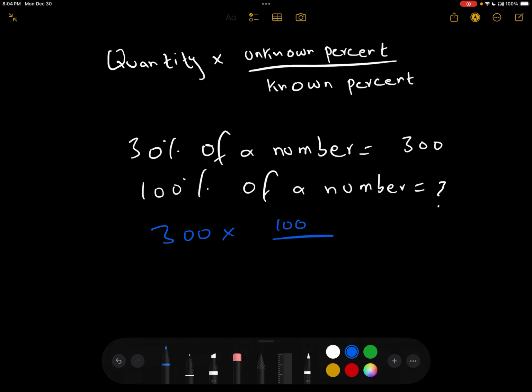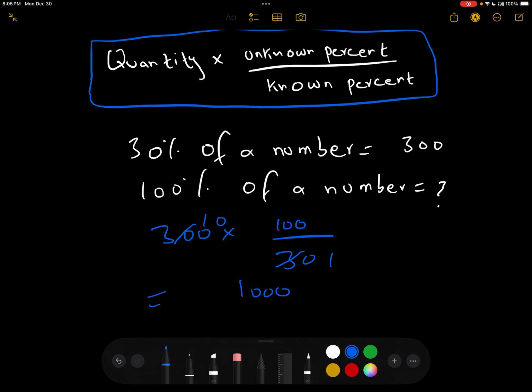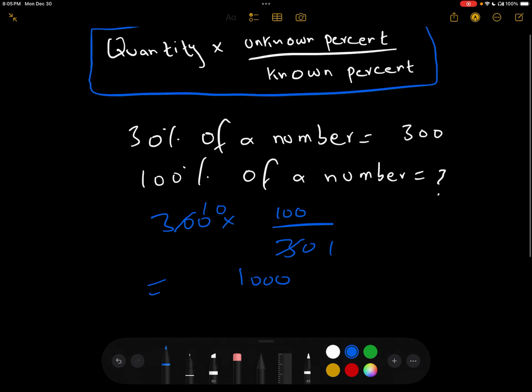And I do know the 30% of this number is 300. So the known percent is 30. And if we solve this one, 30 gets cancelled with 300, and 10 multiplied by 100 is 1000. So 100% of that number is 1000. This formula will be very useful when we will be solving the past paper questions.